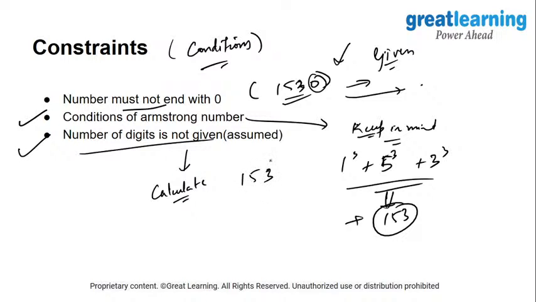This 153 is the number. How do you calculate that there are only 3 digits? Anyone? Any guesses? Quickly in the chat section. Yes, no, maybe. And the number should not end with 0, right? So quickly, first tell me, let's go one by one from backwards. How do you calculate the number of digits in a given number?